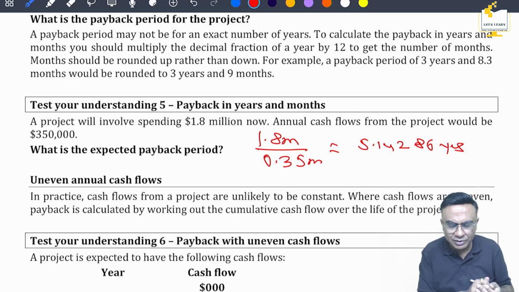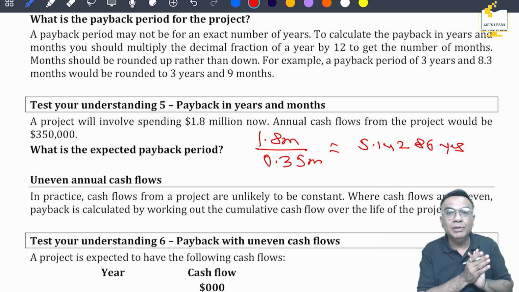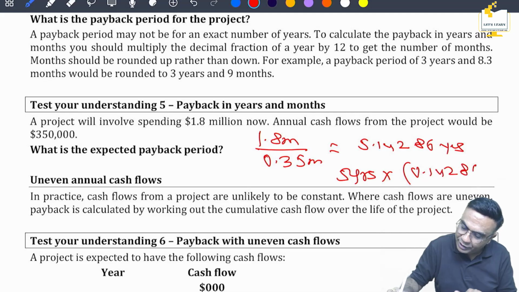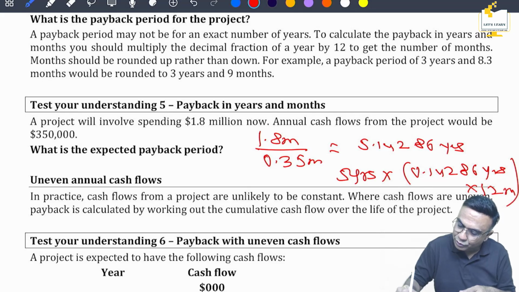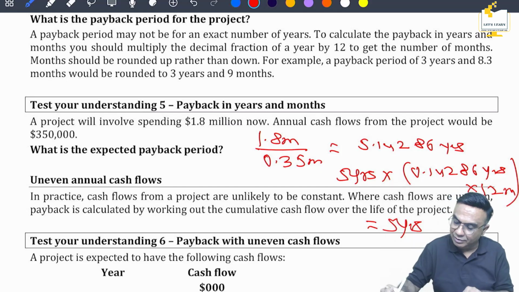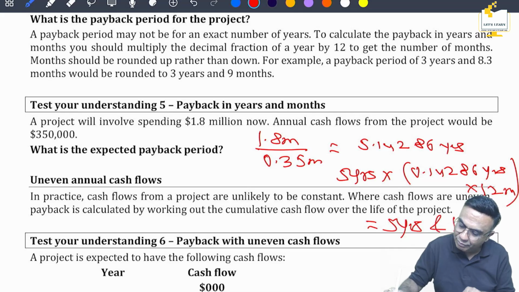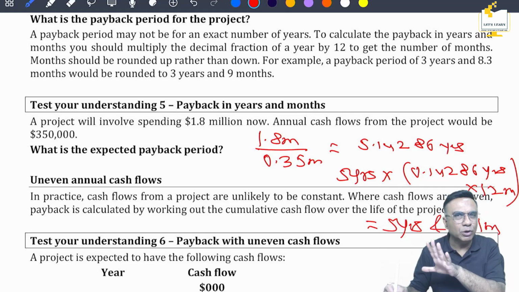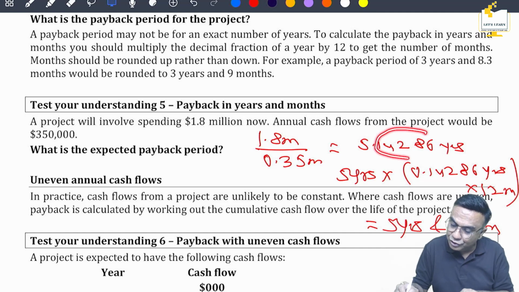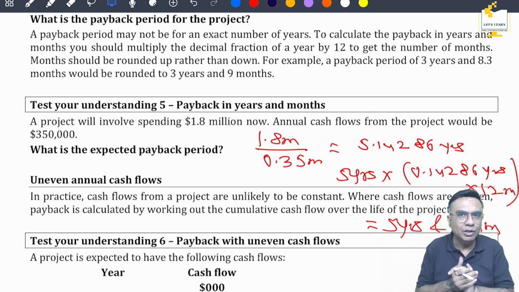What is the initial cost? 1.8 million. And what is your recovery every year? It is 0.35 million, 350,000, right? Now how to convert this 0.14286 years into months? Multiply by 12, because I want to convert into months. So your answer will be 5 years and 0.14286 into 12, that comes to approximately 1.71 months. So approximately 2 months. So 5 years and 2 months approx is the answer. So we can convert the fraction number of years into months by multiplying with 12.